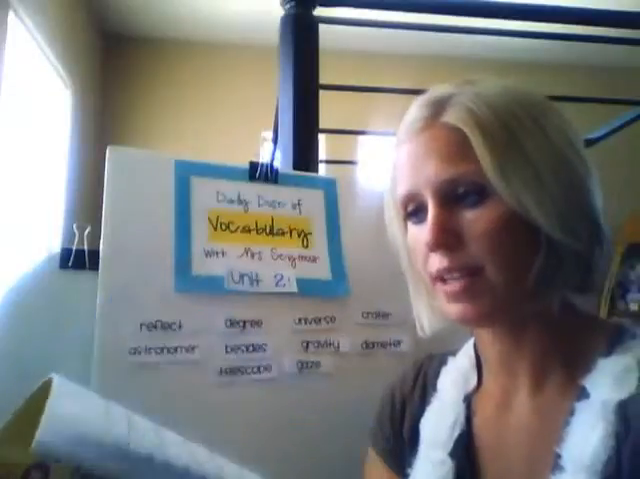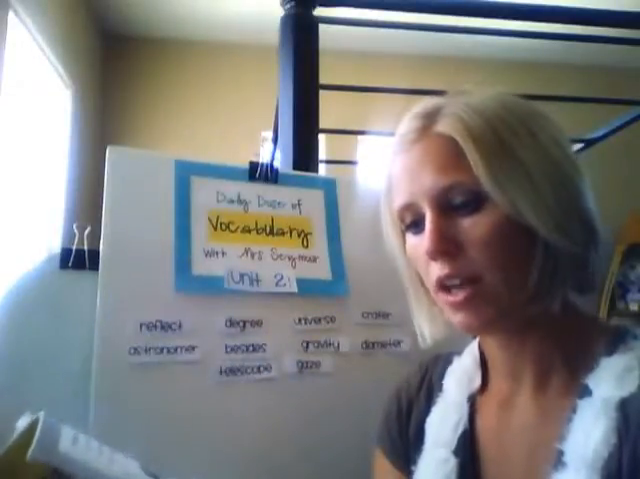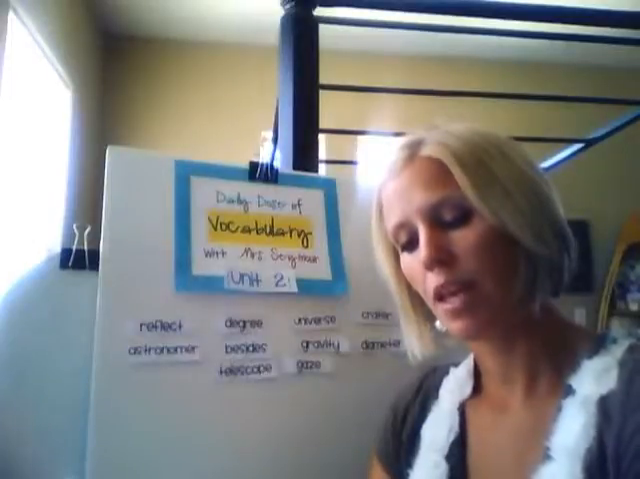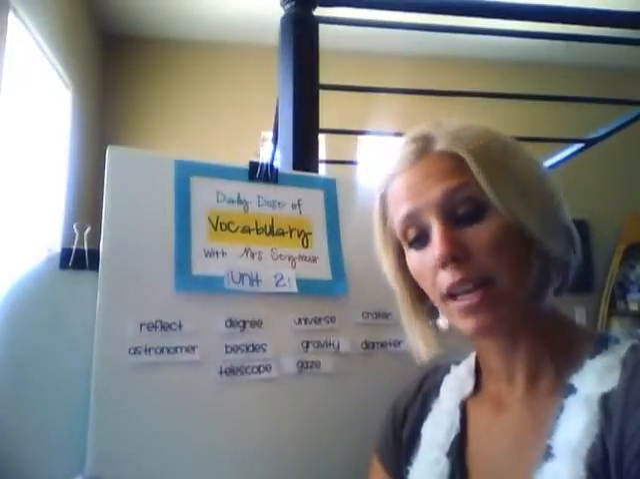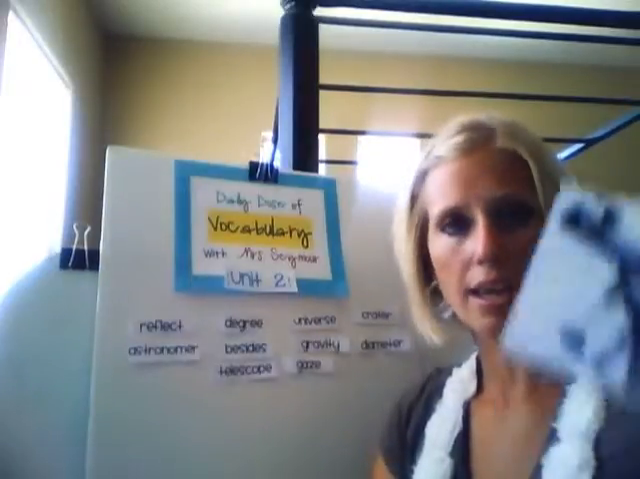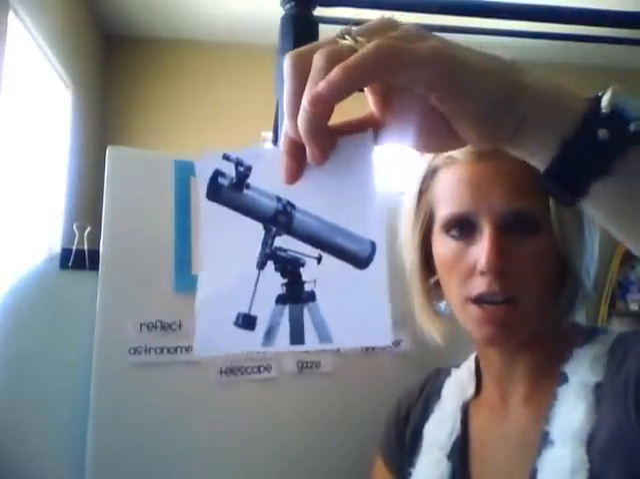I should probably grab my book and make sure that I'm reading the exact definition. Telescope is an object that makes distant things seem closer. It does this by using mirrors and lenses. So you can look through this, and anything that's way far will actually look really close. It kind of zooms them in.